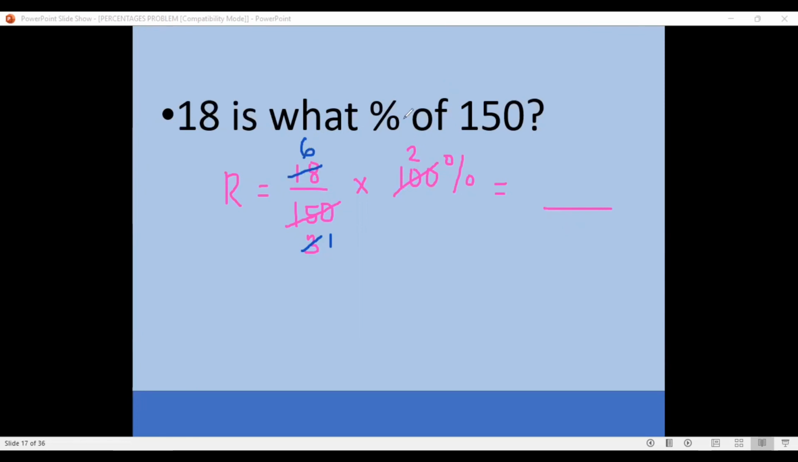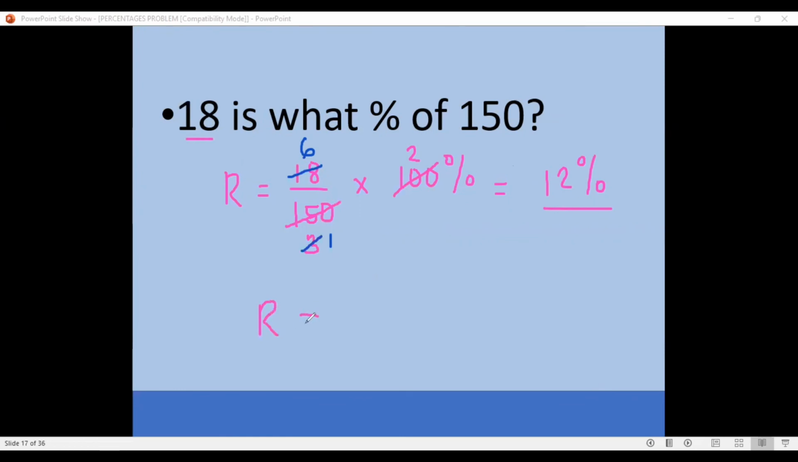So that simply means that the answer for this problem is 6 times 2 is 12. So 12, we have it. And then you copy the percent sign. So our answer is 12%. So 12% of 150 is equivalent to 18. So that's the answer. And that is how you could solve for the rate.